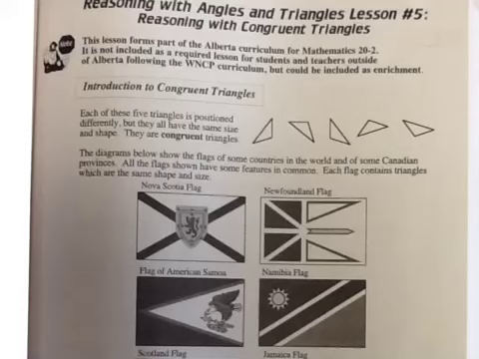Welcome to lesson 3.5, reasoning with angles and triangles, reasoning with congruent triangles. So in the last couple lessons we talked about things that are congruent or the same. Each of these 5 triangles is positioned differently, but they all have the same size and shape, and you can pull out your ruler and protractor to confirm that. If they have the same size and shape and angles, well, they are congruent triangles. So this thing has just been turned around.